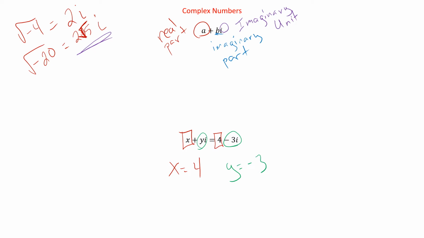There really isn't anything else. It could be, say, 2x plus yi. So we'd have 2x equals 4, so divide by 2, x equals 2. But those problems always look a little bit harder than they actually are.